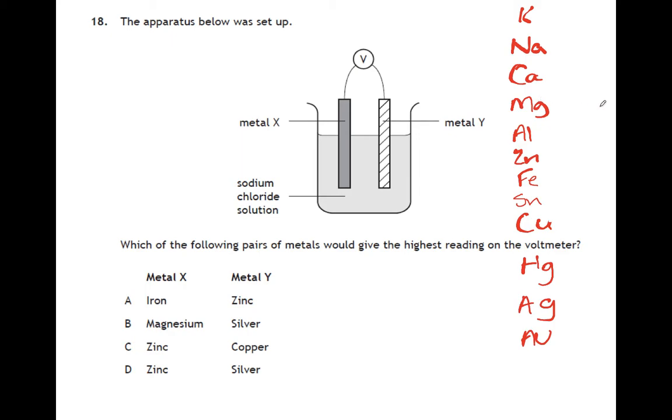Magnesium is here and silver is down here. So they are pretty far apart, and it looks like that probably is going to be our answer. But let's rule the others out first. So we've got zinc, copper, two metals between them, not as big a gap as magnesium and silver. Zinc and silver, a big gap, but since magnesium is higher than zinc, magnesium and silver are further apart. So the answer to this question will be B.